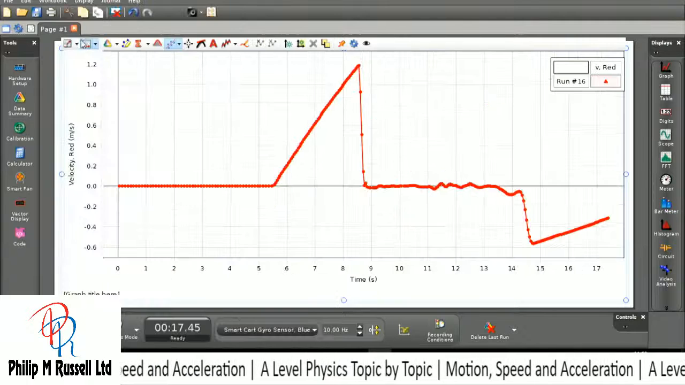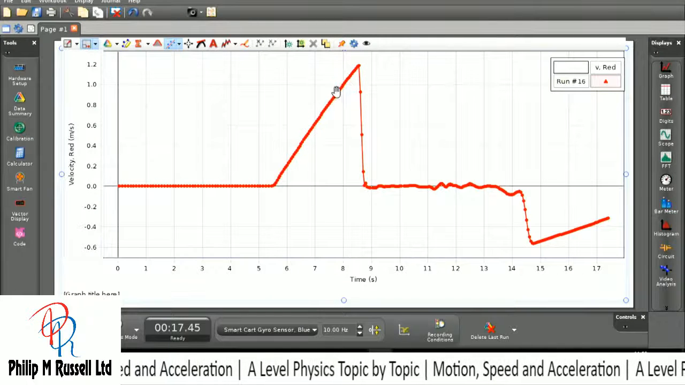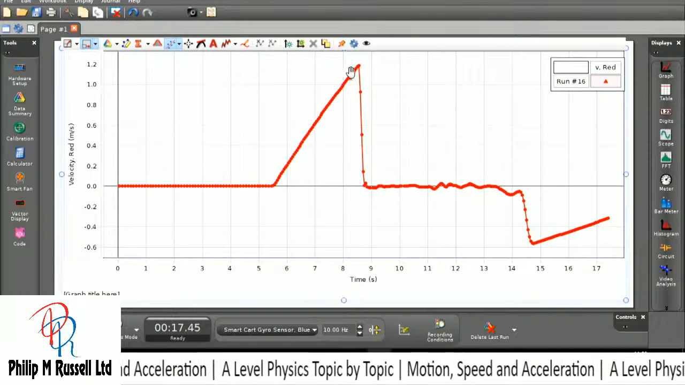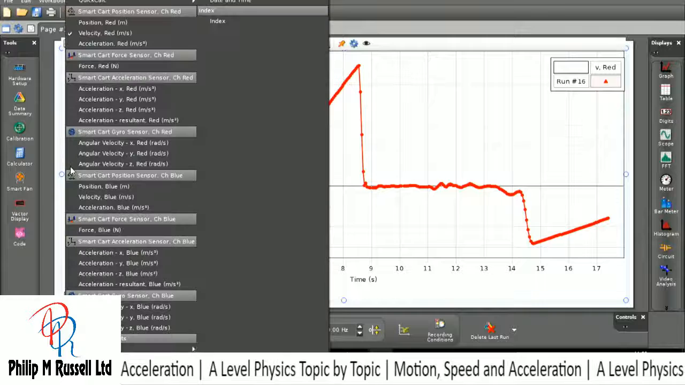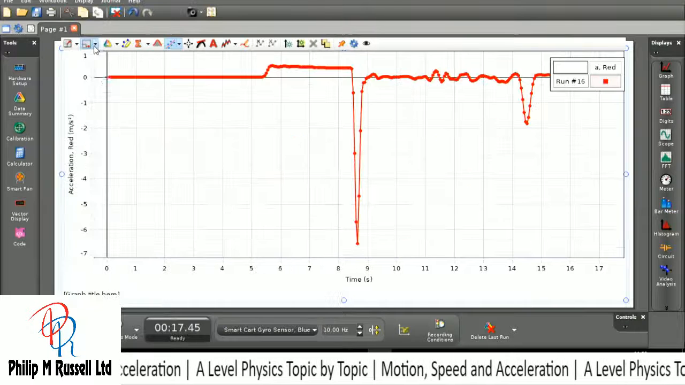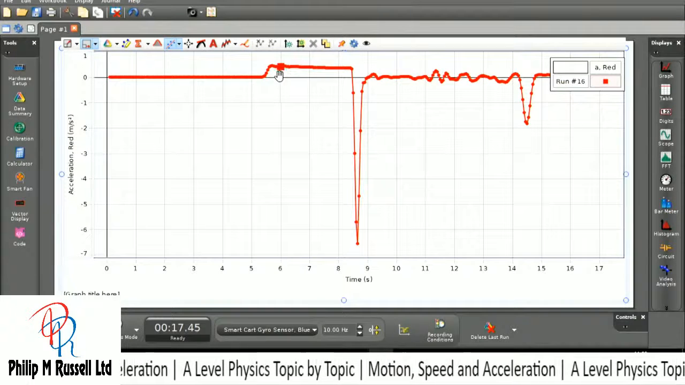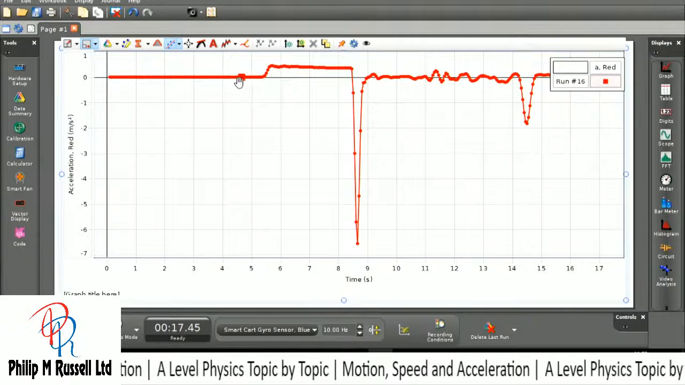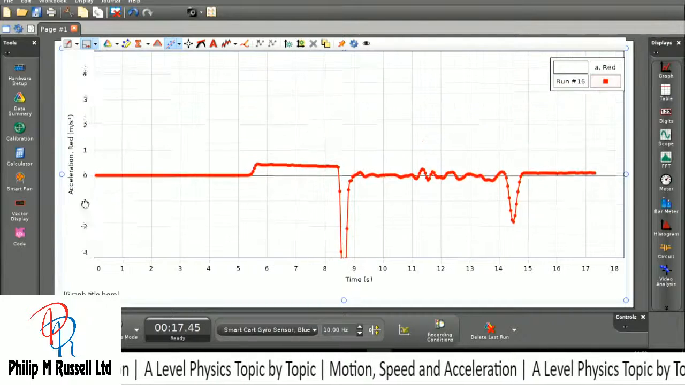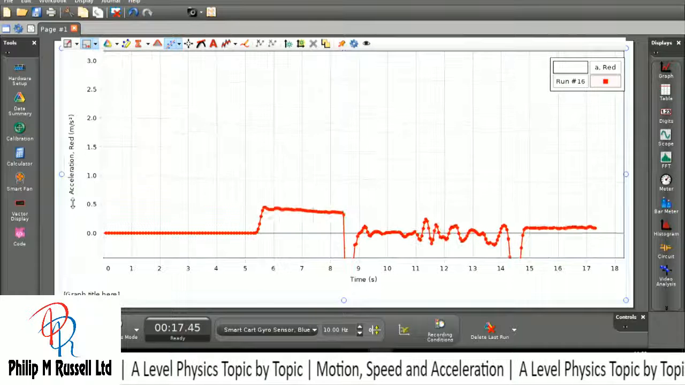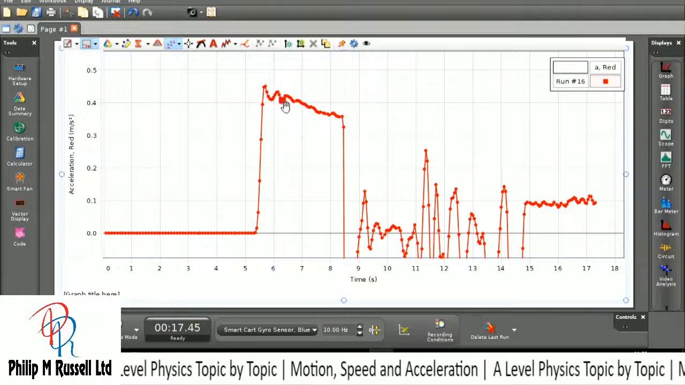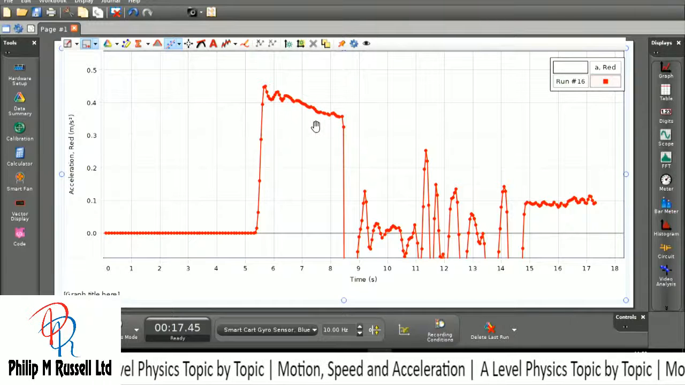Looking at our velocity, it's still fairly straight. It's curving in a little bit. And if I look at my acceleration, then we can see that yes, it is going down very slightly. I wouldn't like to live on the difference here. And it's still got these variations in it.